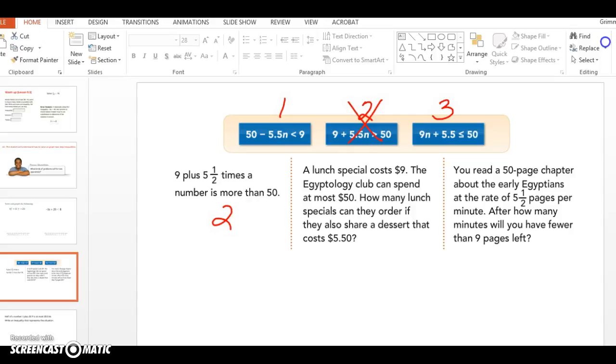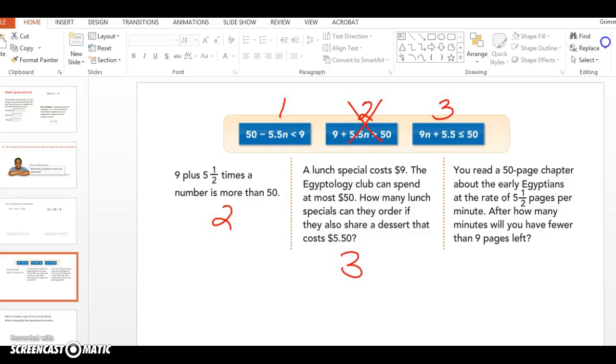Why isn't the $5.50 going to be repeated over and over and over again? Because that's the cost of one dessert, right? Because they're going to share it. So which one of those is going to say the 9 goes over and over and over again? That's choice 3, right? Because it's 9 in. So in would be each lunch you buy plus $5.50 for the dessert. And then it says right here, they can spend at most 50. So they can't spend any more than 50. That's the maximum amount they have. They're saying here the most is 50. This side has to be smaller. So that would be choice 3.